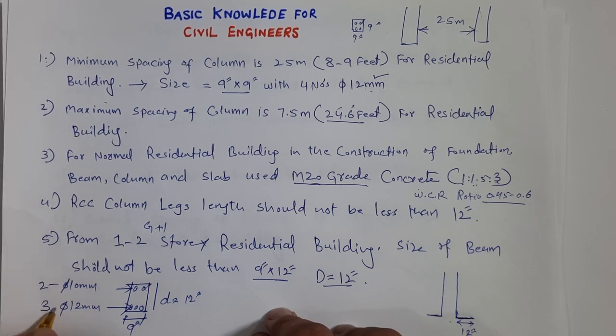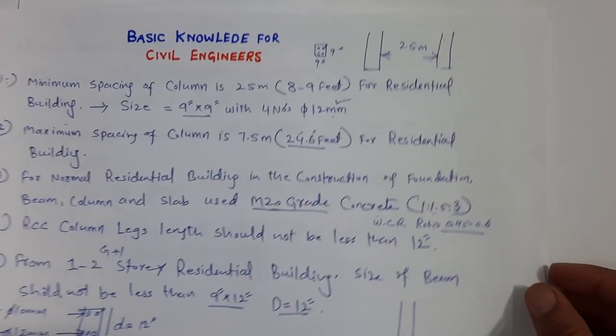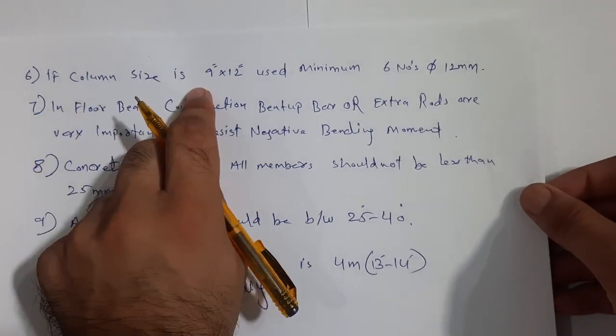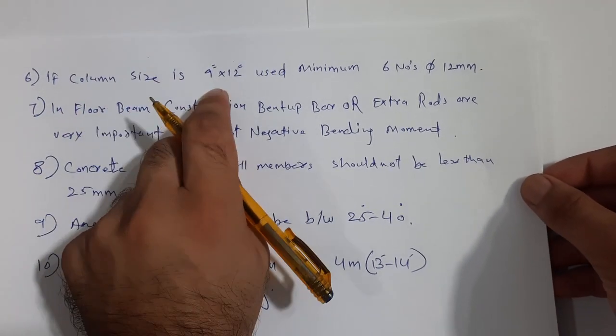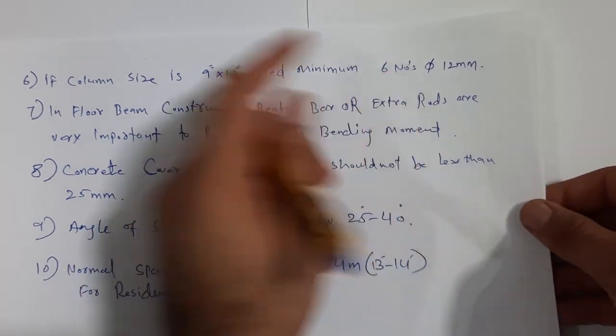Okay, and here 3 bars. Remember this, this is the fifth one. Okay, now guys, the sixth one is if the column size is 9 by 12 inches, so use a minimum of 6 numbers of steel rods.